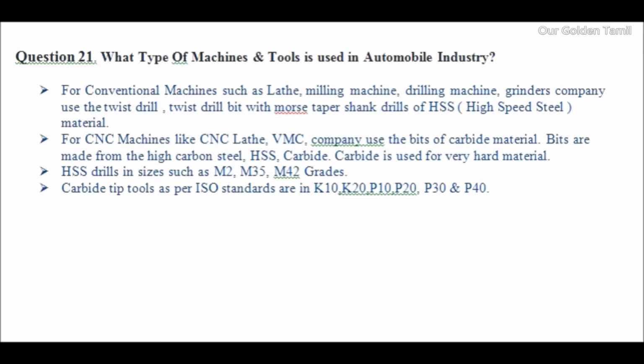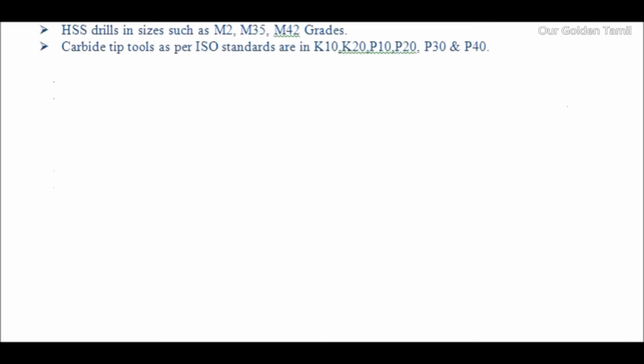For CNC machines like CNC lathe, VMC, companies use bits of carbide material. Bits are made from high-carbon steel, HSS, carbide. Carbide is used for very hard material. HSS drills come in grades such as M2, M35, M42. Carbide tip tools as per ISO standards are in K10, K20, P10, P20, P30 and P40.